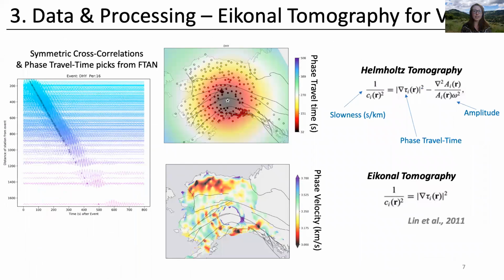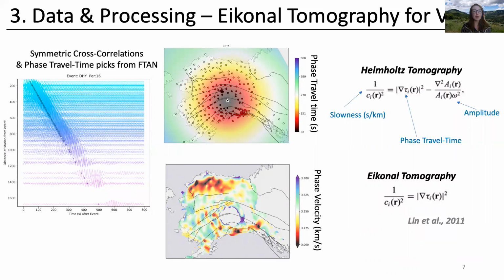We obtain phase velocities via Helmholtz tomography for longer period Rayleigh waves from teleseismic events, and via eikonal tomography for shorter period cross correlations. Here, I focus on the eikonal tomography procedure for source station DHY in Alaska. First, as shown on the far left, for 16-second periods, we take the symmetric cross correlations of the ZZ component and use frequency time analysis to obtain phase travel time picks.